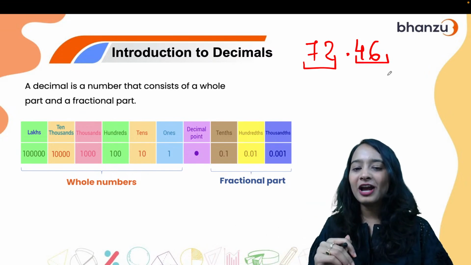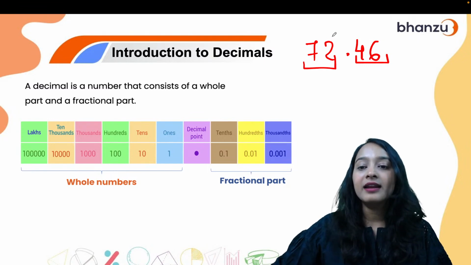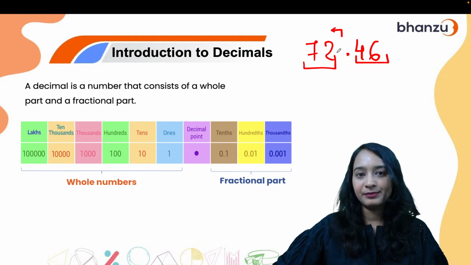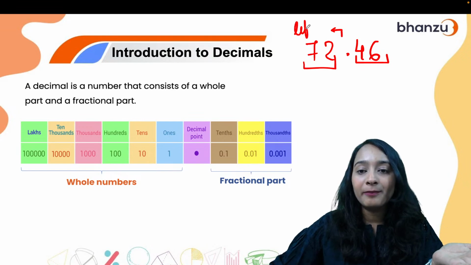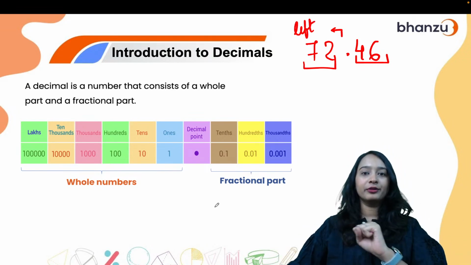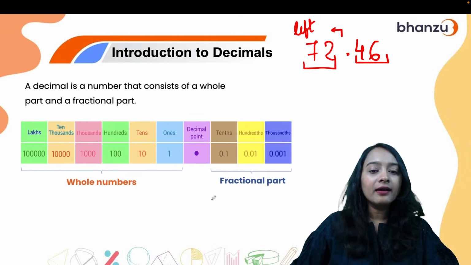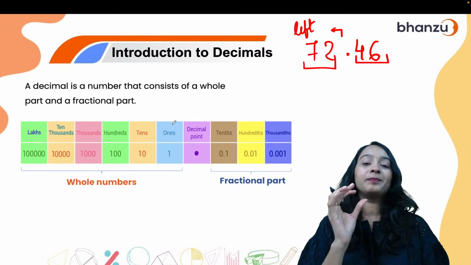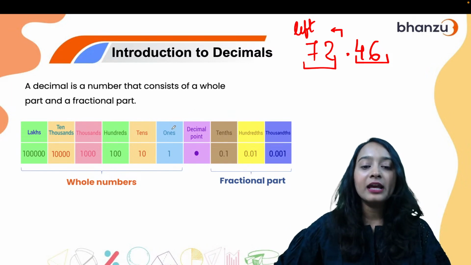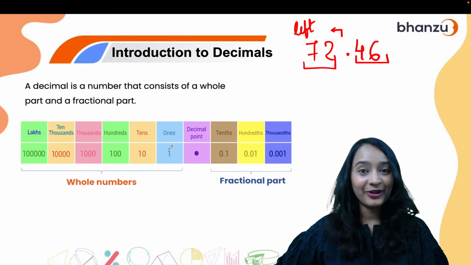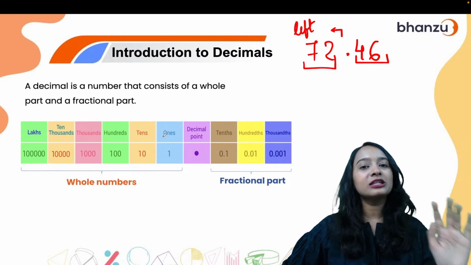Why are they called the fractional part? We're going to learn about them very soon. As you can see here, the numbers to the left side of the decimal point come under the whole numbers, right? So they are whole numbers. Here, the place value system that we have already learned is applicable. We learned that in grade 6 in knowing your numbers. The ones, tens, hundreds, thousands, 10,000s and so on.